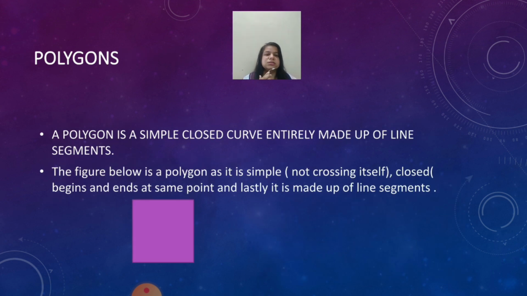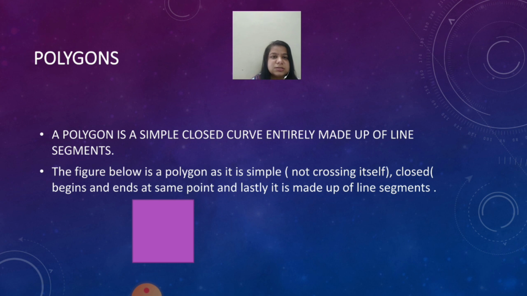So students, there are three things to remember about a polygon. Number one, it should be simple. Number two, it should be a closed curve. And thirdly, it should be entirely made up of line segments. So three things, I repeat: one is simple curve, secondly it should be closed curve, thirdly it should be entirely made up of line segments.